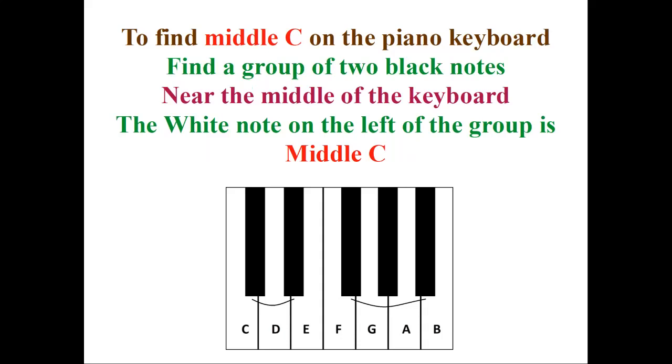To find middle C on the piano keyboard, find a group of 2 black notes near the middle of the keyboard. The white note on the left of the group is middle C.